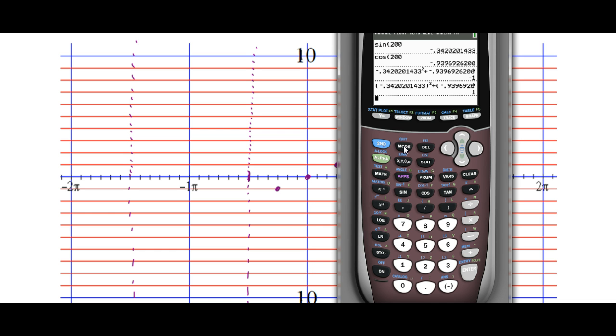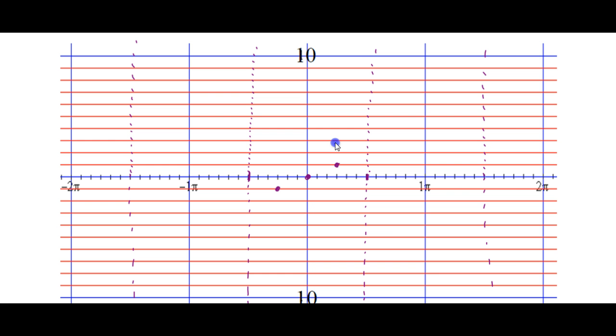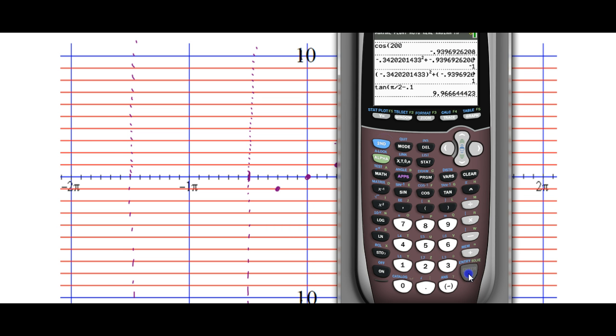Okay, hold on one second. There we go. Let's go tan. So if I take tan of pi divided by 2 minus 0.1, so we're just saying close to pi over 2, it's like almost 10. So when I'm a tenth of a unit away, we're going to be like here. Well, what happens if we get closer? Let's do the same deal, only minus 0.01. 99. Okay, so we know it's getting really, really big, right?